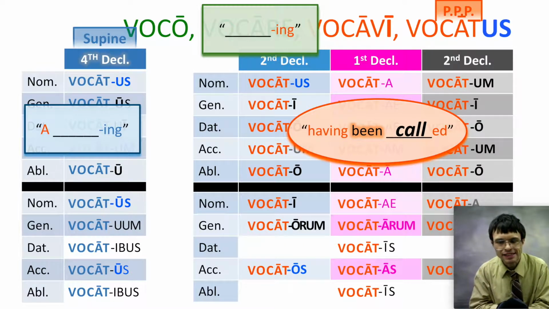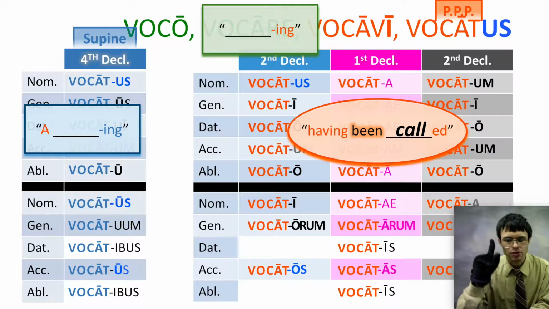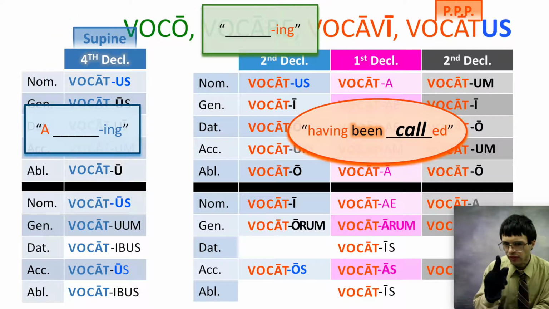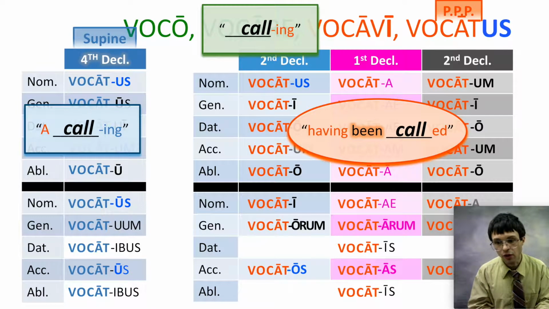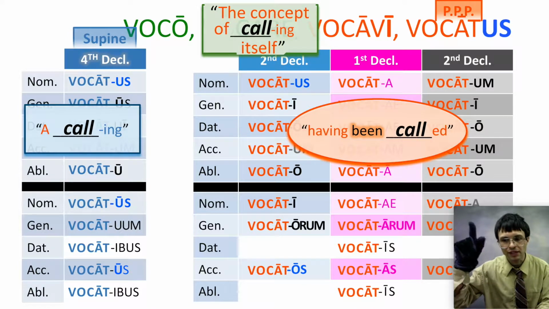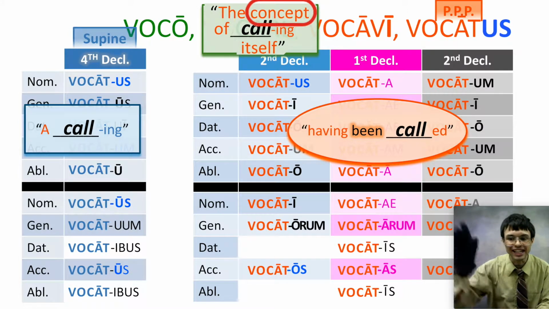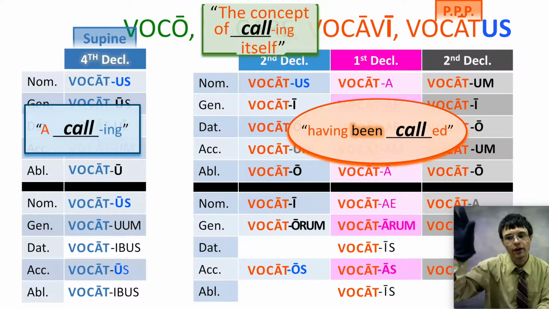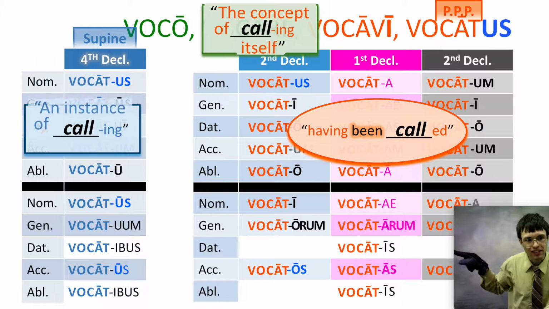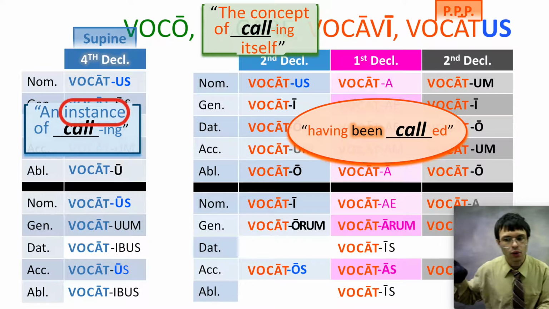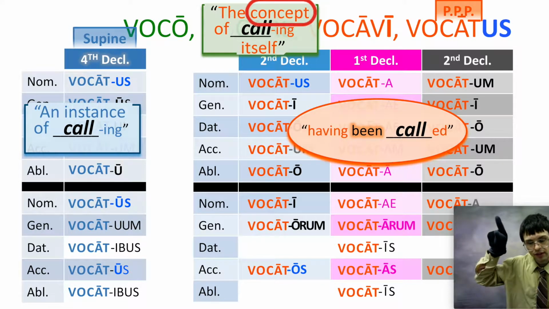Yeah, I did say that, didn't I? So what's the difference between vocare and vocatus down here? What's the difference? Well, the difference is that although they both mean the same thing, yet the infinitive means the concept of calling, like abstractly, ideally, in theory, in the heavens. Whereas the supine over here means an actual instance that I'm imagining right now or recalling. So this one's real, that one's ideal.